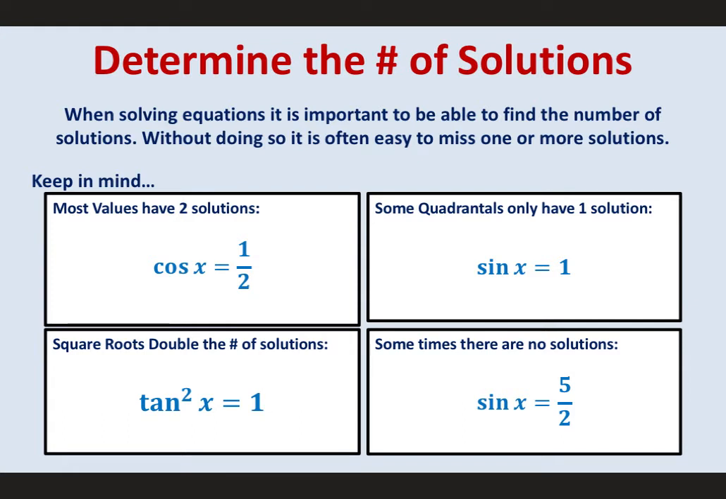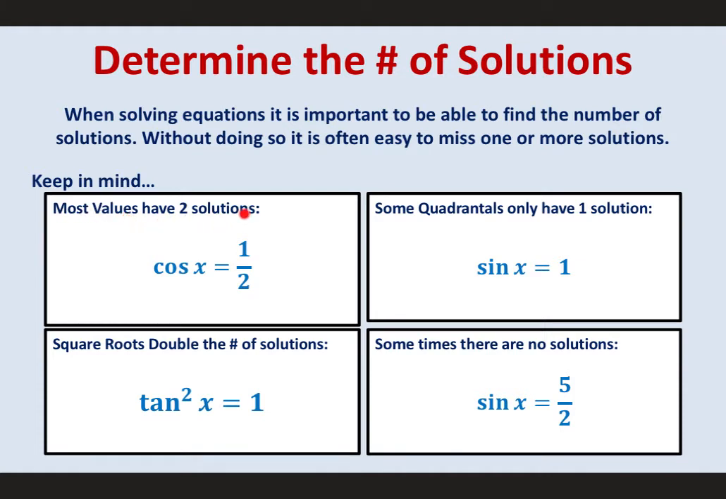So there's really four key scenarios that come up that we have to keep in mind as we're doing these problems. And these are kind of like the base number of solutions that a lot of things have. You've got to be really careful of some of them, but it's really helpful to keep these in mind. So when solving equations, it's important to be able to find the number of solutions. Without doing so, it's often easy to just miss one or miss a couple of them by accident.